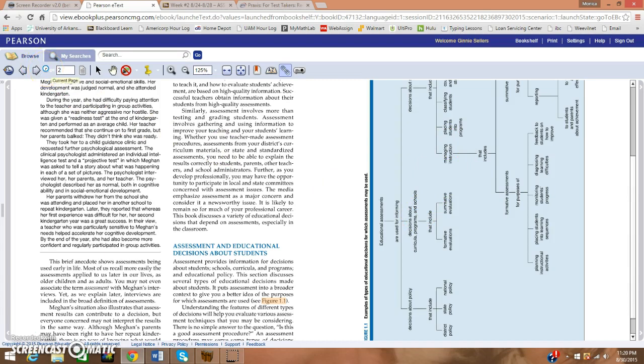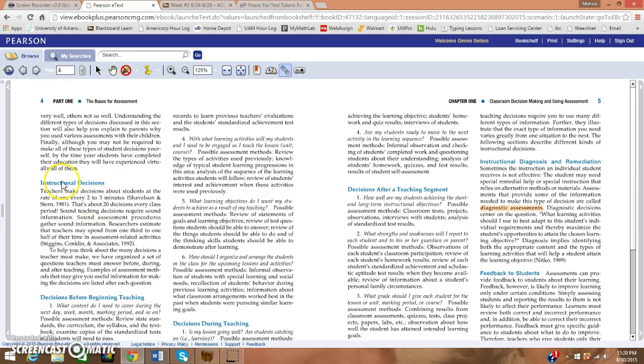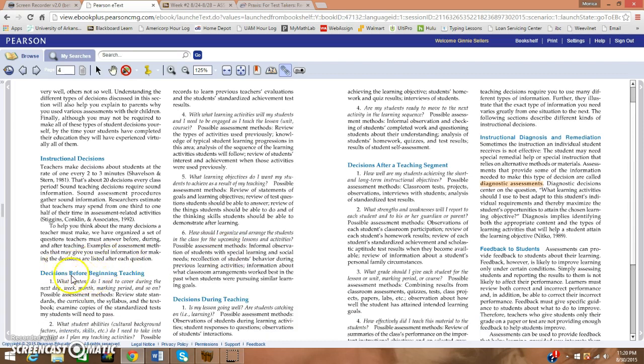Now, the next thing that we talk about is instructional decisions, and it lets us know that there are decisions that we need to make before, during, and after teaching a segment. Now, I can go through the list of questions, but this book just gives us a great amount of questions that we need to be asking ourselves throughout the process, and it also gives us the possible assessment methods. And while I was reading through this, before you need preparation, it said to review syllabuses, review the standards, review statements of goals and learning objectives. So before, you need to review and prepare.